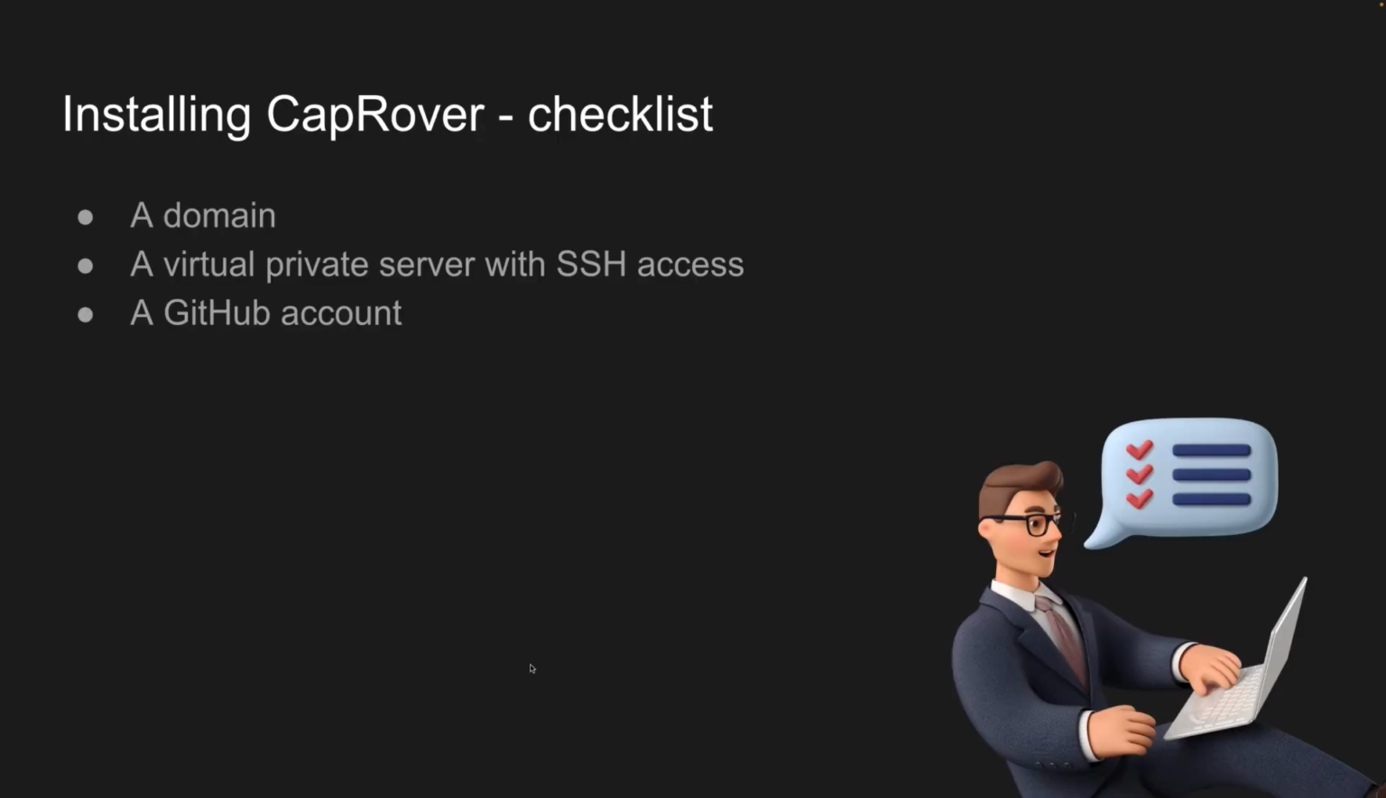All right, so let's do a little checklist. What do we need to install CapRover? We're going to need a domain, and it doesn't have to be the full domain. If you already have a domain that you use for something, you can use a subdomain of that, and I'm going to explain how that works. You need a virtual private server to install CapRover on, and you need SSH access to that server. And then you need a GitHub account.